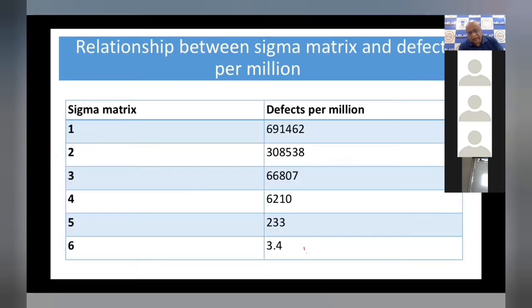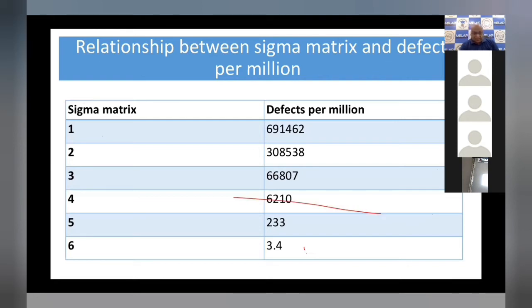When we say some activity is performing with quality of 1 sigma, that means there is possibility of 6,91,462 defects out of 1 million opportunity. 2 means 3,08,538. 3 means 66,807. 4 means 6210. 5 means 233. And 6 means 3.4.